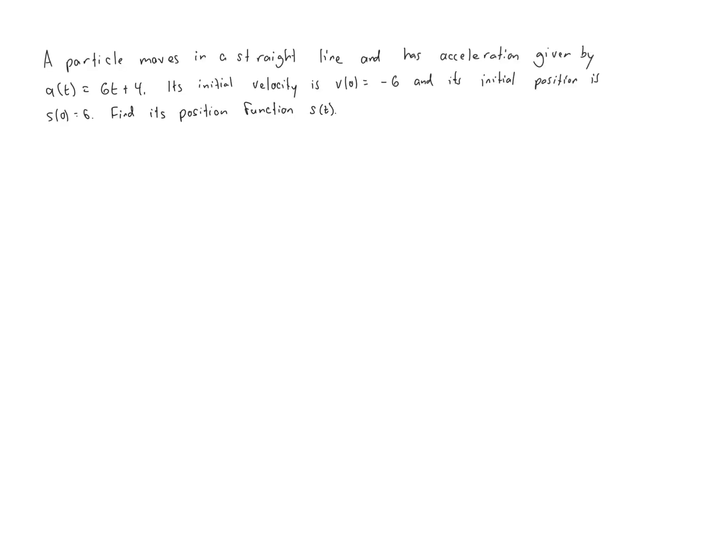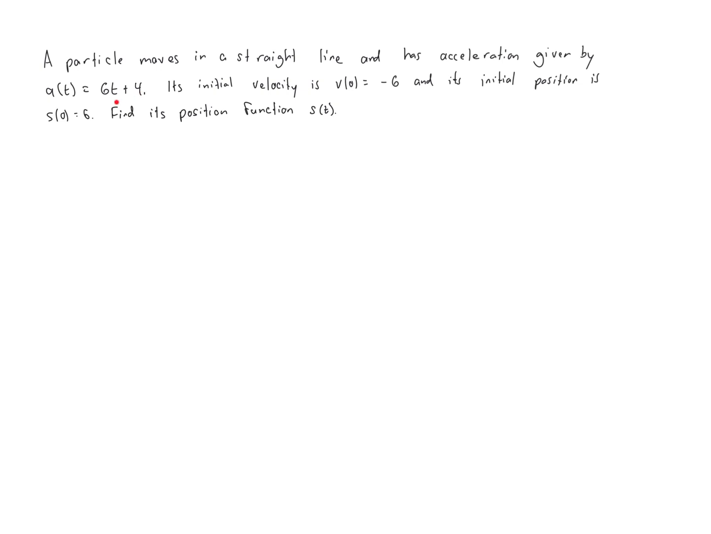So I'm going to write down this example now. I'm going to pause the video so you don't have to listen to me as I write everything slowly. All right. A particle moves in a straight line and has acceleration given by a of t equals 6t plus 4. Its initial velocity is v of 0 equals negative 6, and its initial position is s of 0 equals 6. Find its position function, s of t.